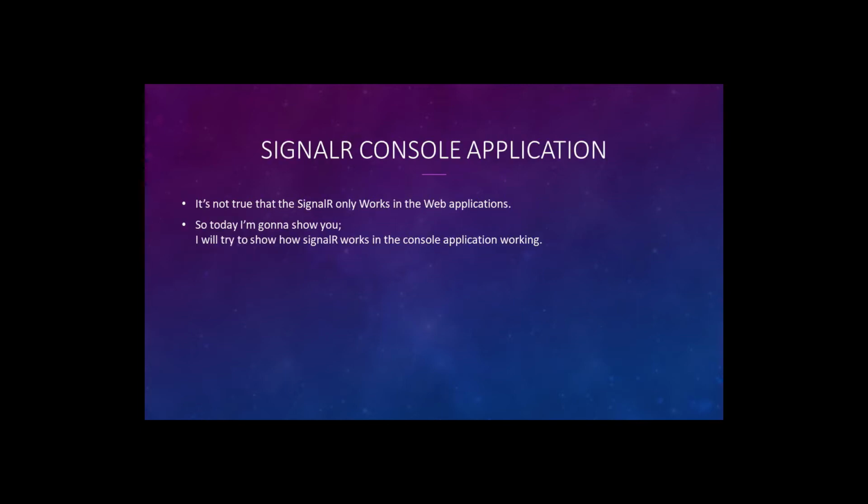The reason I'm making this video is that SignalR seems to work only in web applications or .NET Framework console applications. But in the basics, a .NET Core web application is a console application, so it is supposed to work in console applications. In this video I'm going to show you how to make it work and create a SignalR hub in the console application.